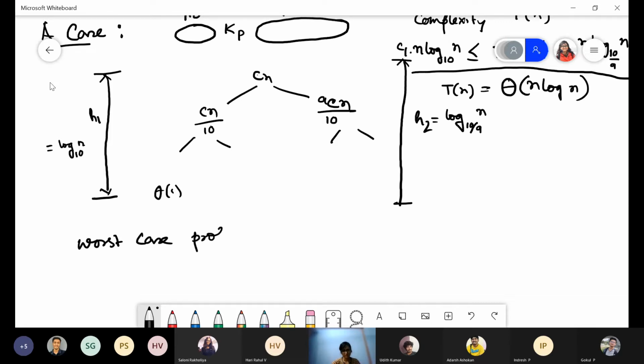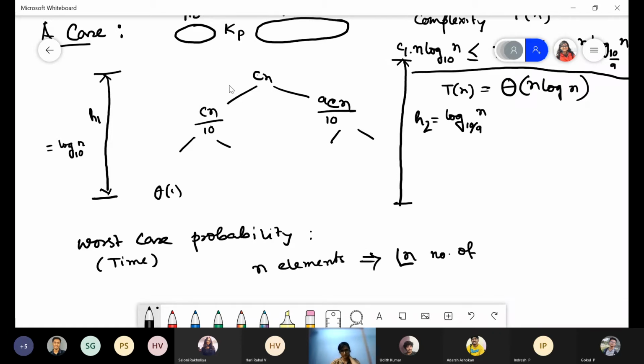worst case probability is what? When worst case happens, worst case in time. Now what is the probability? If we have n as the number of elements, how many possibilities do we have? Factorial n. Yes, ma'am. Okay, so n elements means factorial n number of input variants.